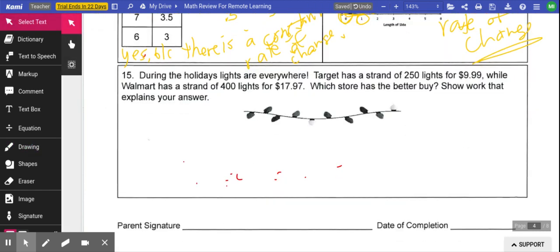And lastly, guys, during the holiday, lights are everywhere. Target has a strand of 250 lights for $9.99, while Walmart has a strand of 400 lights for $17.97. Which store has the better buy? Show work that explains your answer.